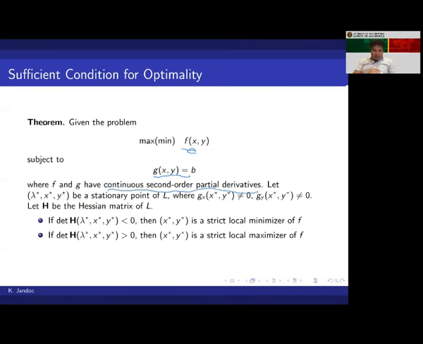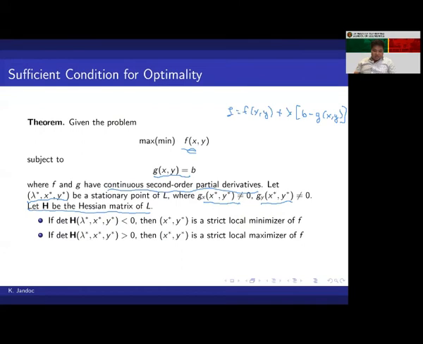Suppose we have lambda star, x star, and y star to be stationary points of the Lagrangian function L, where gx is not equal to 0 and gy is not equal to 0 when you plug in x star and y star. And let H be the Hessian matrix of L. So what's the Hessian matrix in this case? You have L equals f of x, y plus lambda times b minus g of x, y. That's your Lagrangian function L.